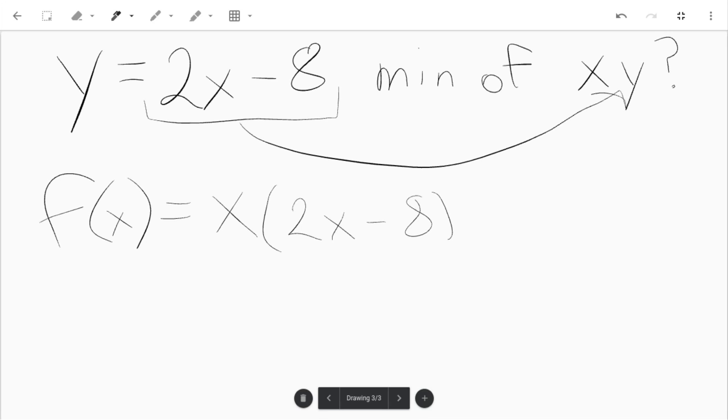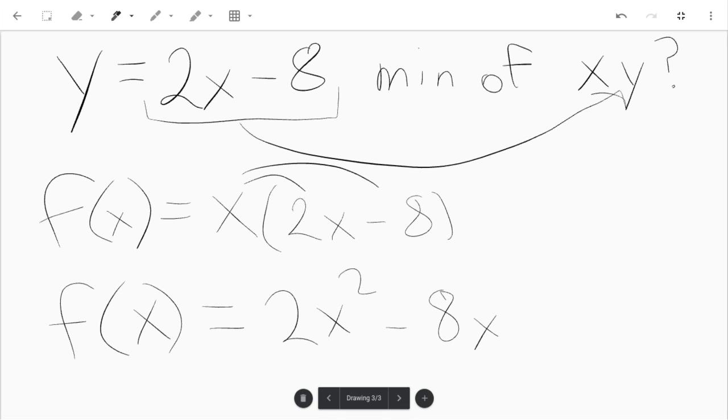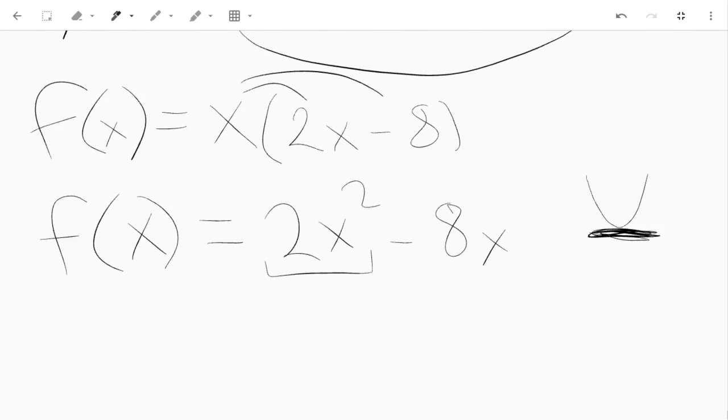Okay, so let's go ahead and simplify this first. We're just doing the distributive property, right? So 2x squared minus 8x. And just looking at our lead term here, we know this is going to be a parabola that opens up. So in this case, we are going to have a minimum, and at our minimum value, our slope is going to be 0. So let's go ahead and take the first derivative.